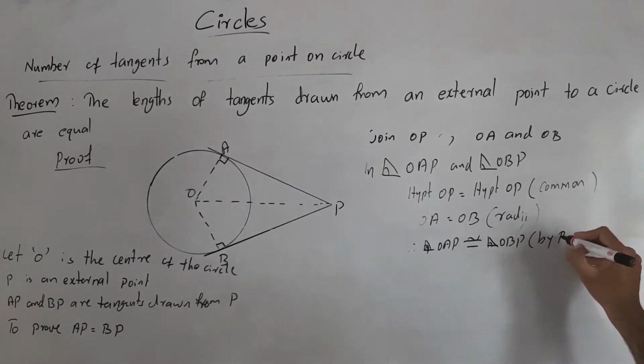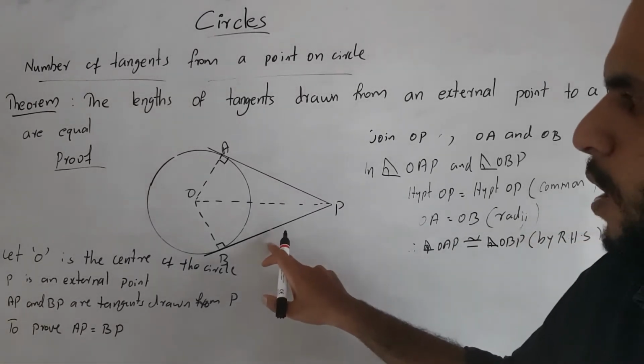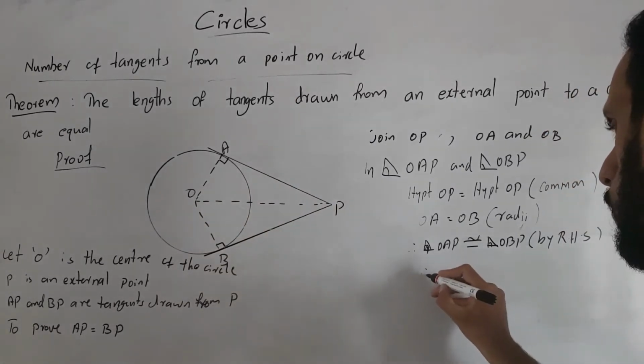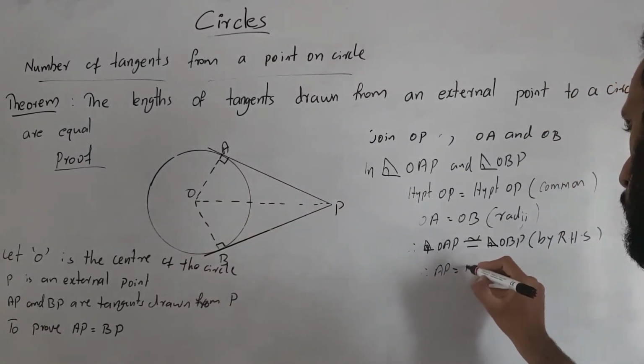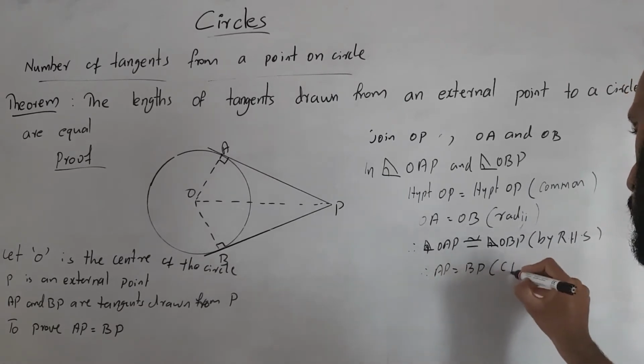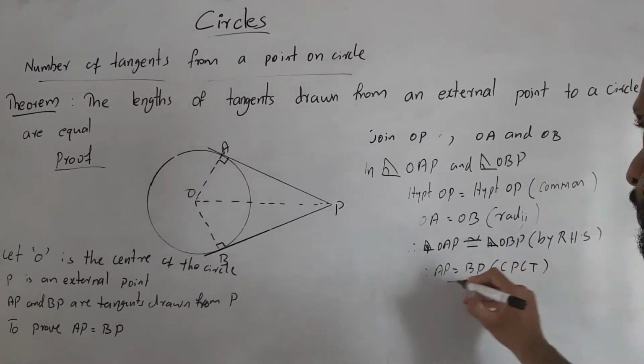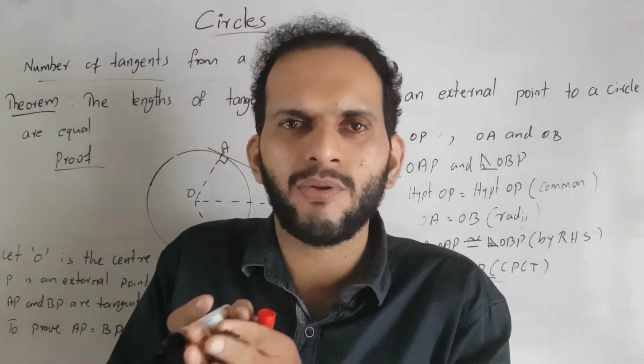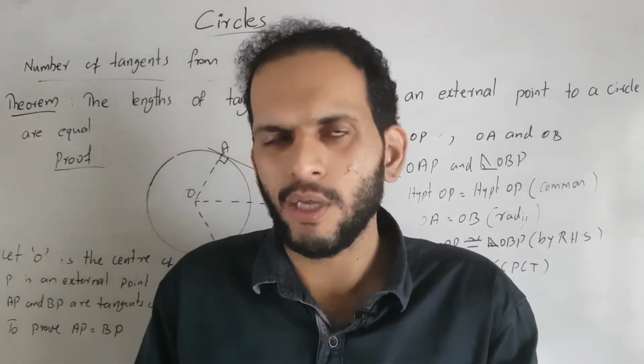By RHS, the two triangles are congruent, then their corresponding sides are equal, correct? Therefore, AP is equal to BP. What is the reason? CPCT. Okay, so now we prove with the result that tangents drawn from an external point to the circle are equal.